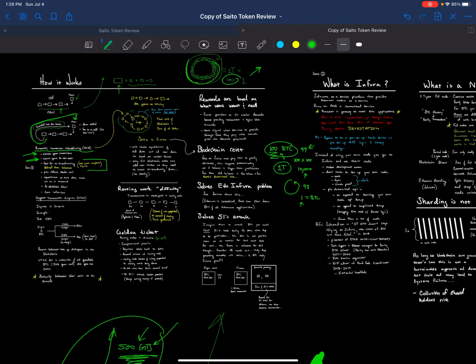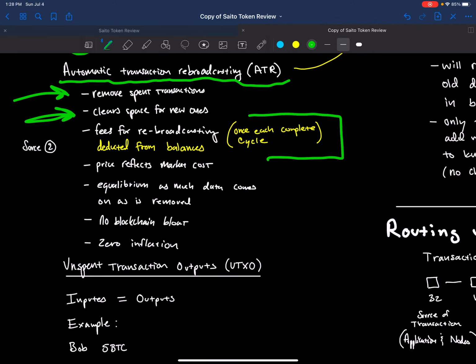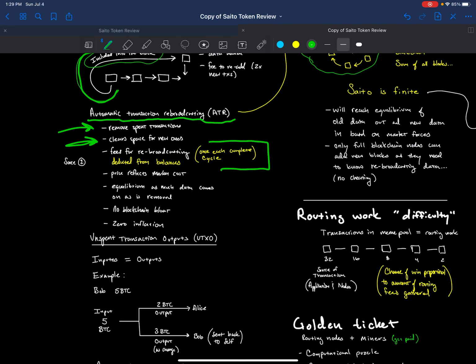All these things are going to be determined on Saito in the future. So that's what fees for rebroadcasting are. It's the rent per epoch. And I don't know how long their epoch is going to be, and I don't even know how much data is going to be the size of their blockchain. But with Saito, you're actually confining the size of the blockchain.